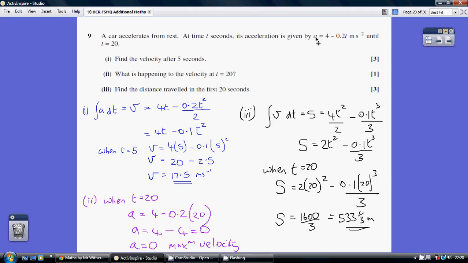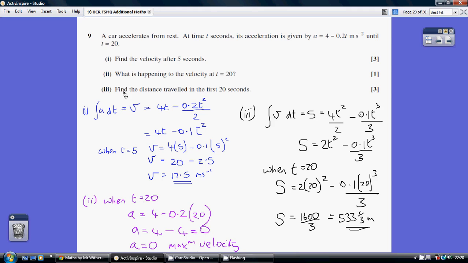So we are continuing to accelerate over the first 20 seconds, but once we get to 20, our acceleration is 0. So from then onwards, we're decelerating, we're slowing down. So our answer needs to be after 20 seconds, our acceleration is 0, maximum velocity.